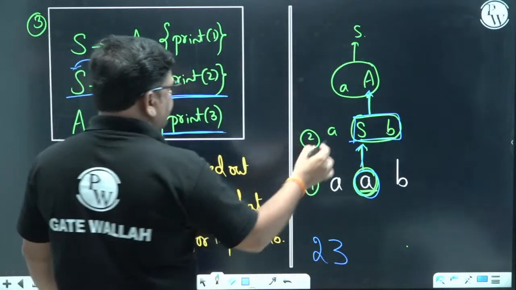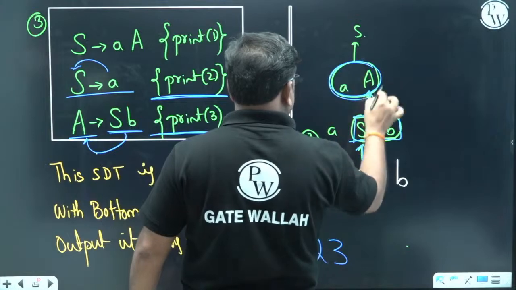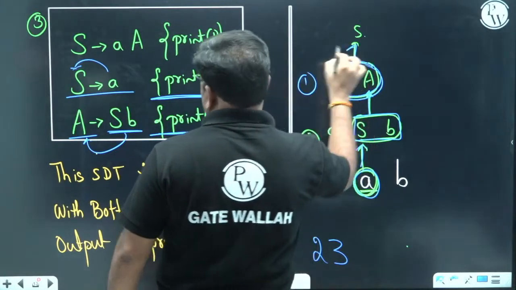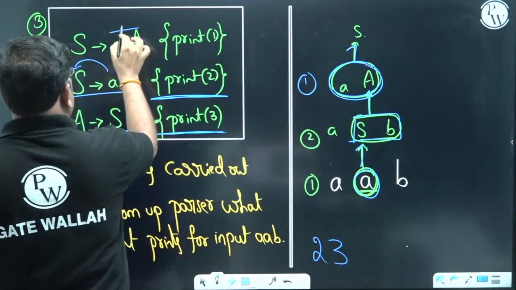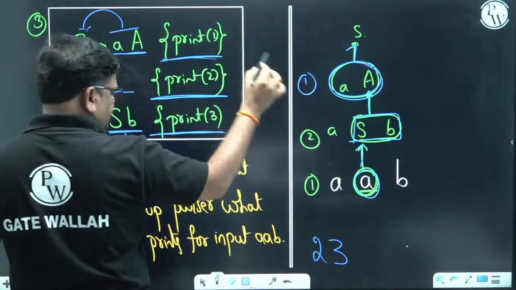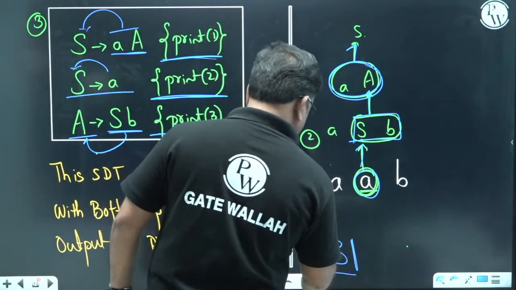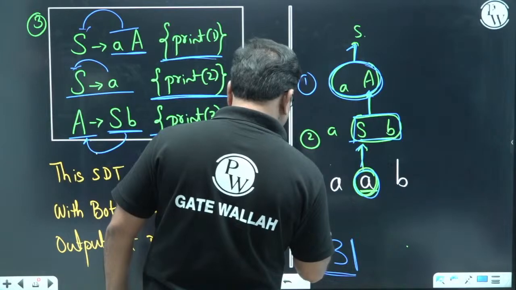Then AA replaced with S. 1 will be printed. So the output for this will be 231.